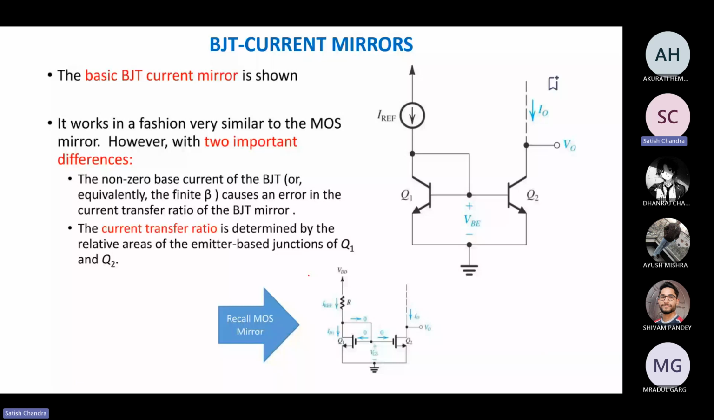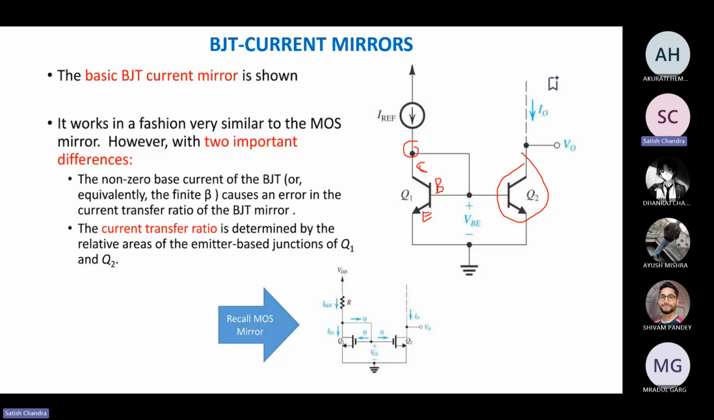Now comes the BJT current mirrors. It is also similar in structure. What is going to happen here? This is the collector, this is the emitter, and this is the base. If you sandwich the collector and base, it means it is going to operate in the active region, and similarly this should also work in the active region. In this fashion, we need to arrange that part.